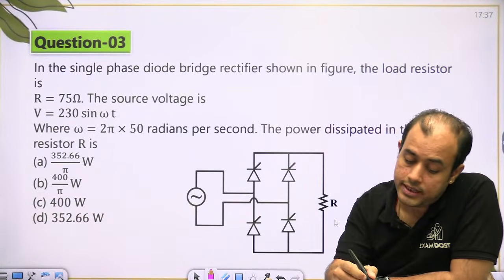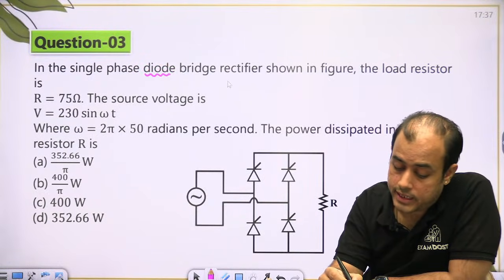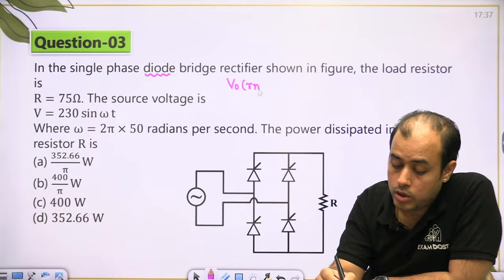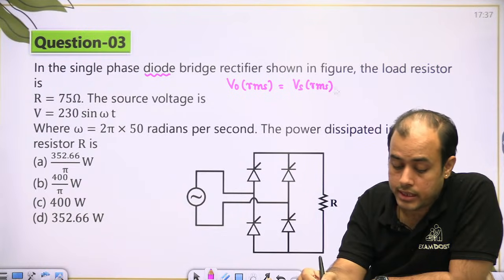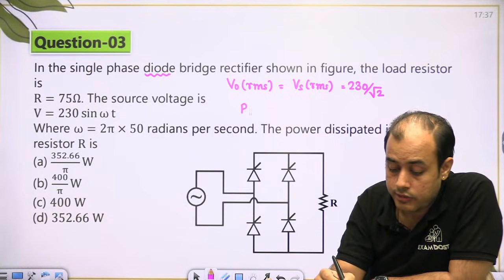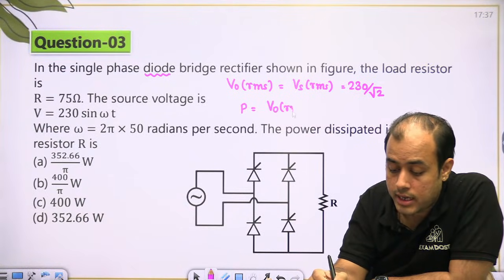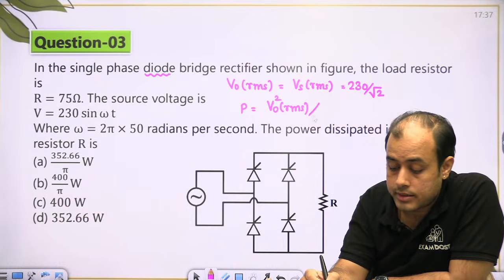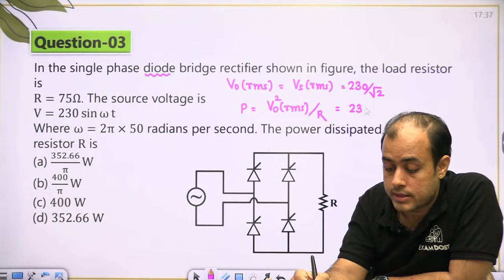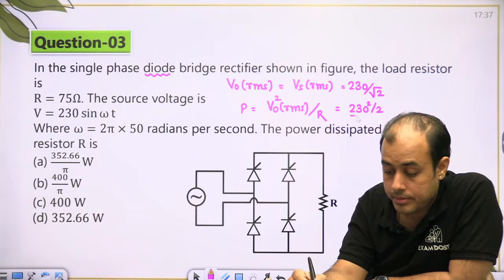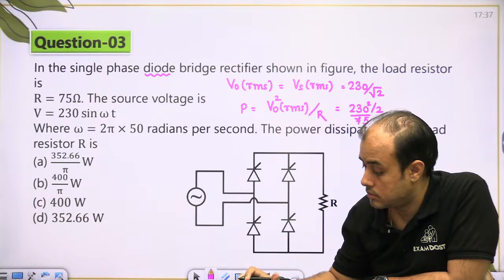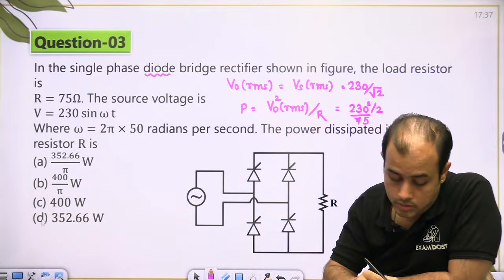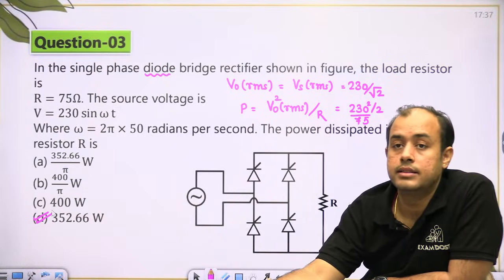Now, because alpha is not given, it is saying diode bridge rectifier. In diode bridge rectifier, V naught RMS is same as Vs RMS, which is 230 by root 2. It is a resistive load, therefore beta I am focusing on RMS. रेजिस्टिव लोड है इसीलिए आरएमएस पे फोकस कर रहा हूं. तो आंसर इज डी. ठीक है, आंसर इज डी.